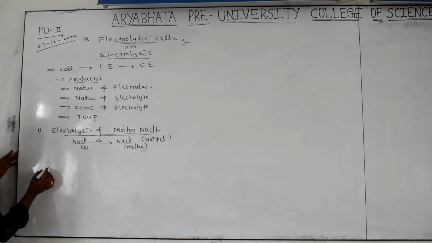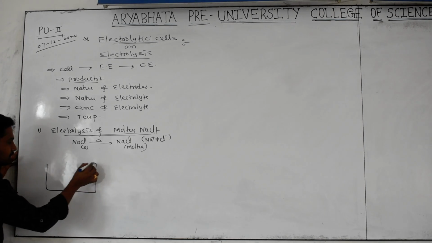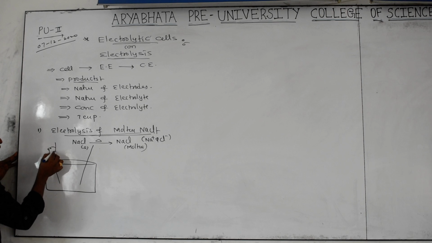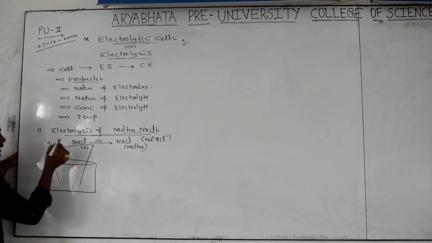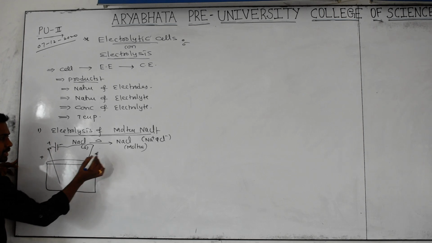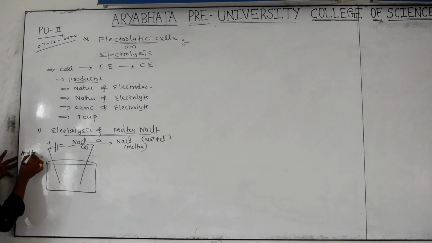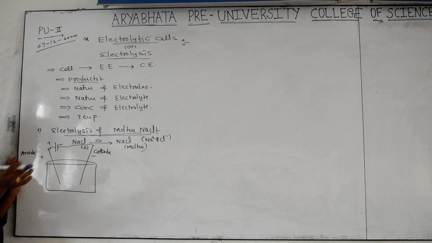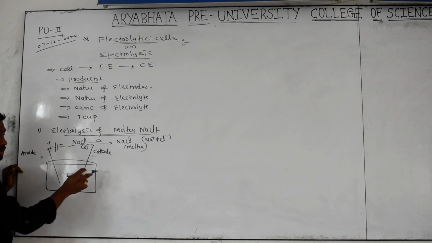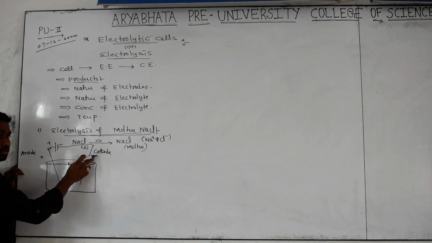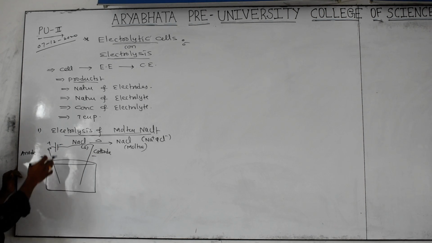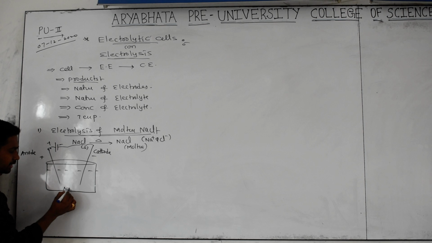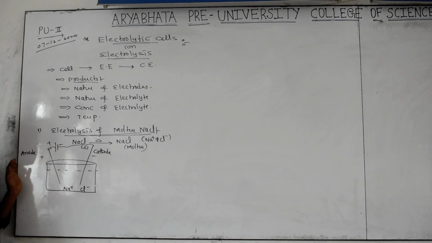First of all, I am taking molten NaCl and using inert electrodes like platinum. The positive terminal of the battery is connected to one rod, which carries positive charge and is called the anode. The negatively charged rod is called the cathode. In a galvanic or voltaic cell, it is totally different: negative charge means anode and positive charge means cathode. But here it is the opposite. What ions will be present here? Na+ and Cl- only, because there is no solvent.